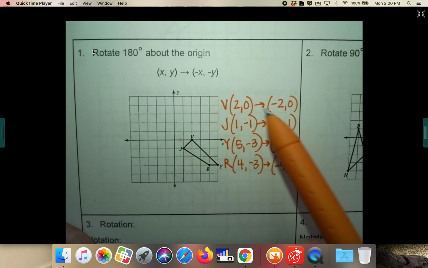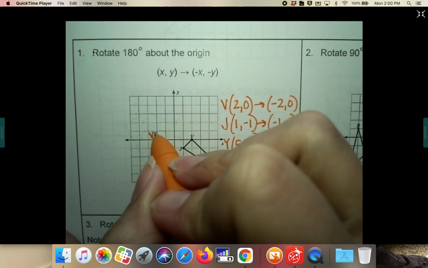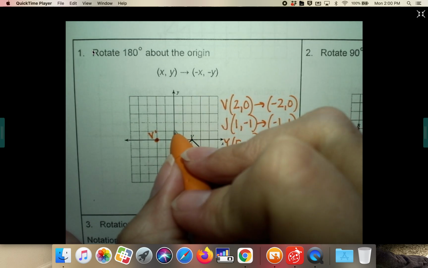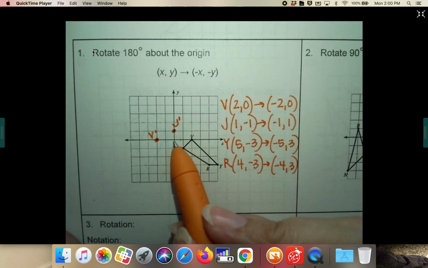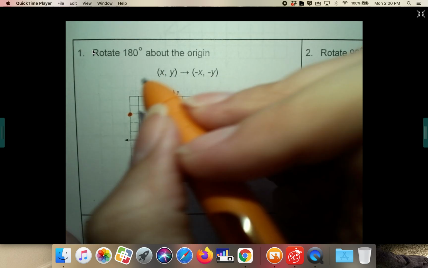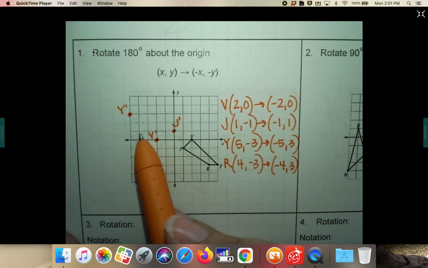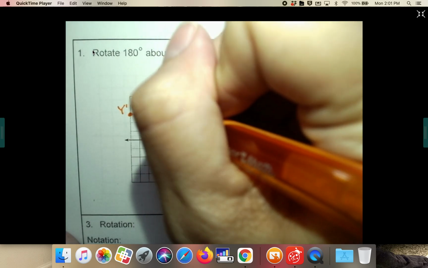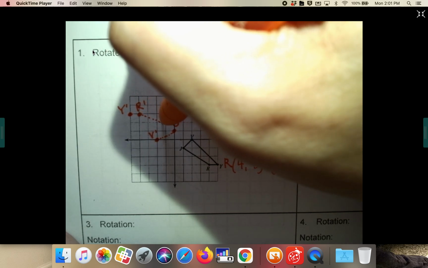So V prime is going to be at -2, 0. J prime is going to be at -1, 1. Y prime is going to be at -5, +3. And R prime is going to be at -4, +3. That's R prime. Okay, so I think my letters might have got a little bit in the way, but that's okay.